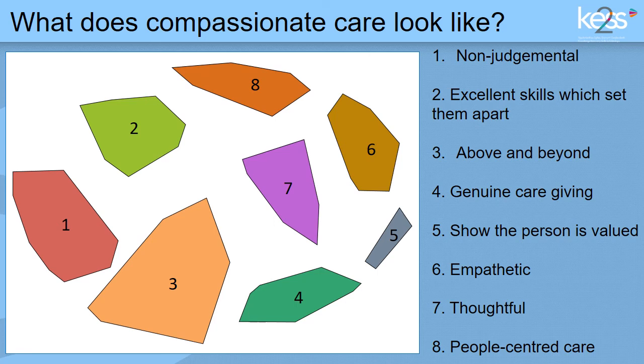From the perspectives of older people, carers and service providers, compassionate care involves being non-judgmental, having excellent skills which set them apart, going above and beyond, genuine caregiving, showing the person is valued, being empathetic, being thoughtful and providing people-centred care. Within each of the clusters on the map are a number of statements generated during the brainstorming task. Statements which are closer together on the map were deemed to be more similar by participants during the sorting task.